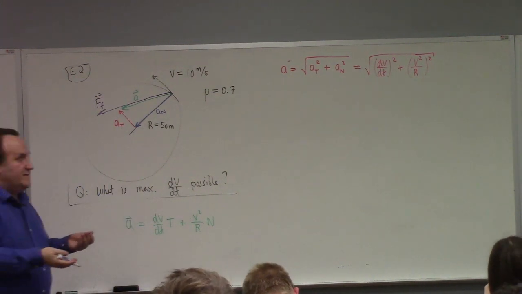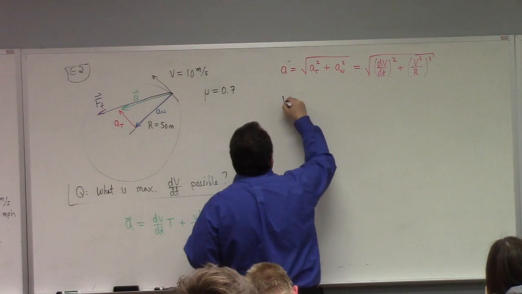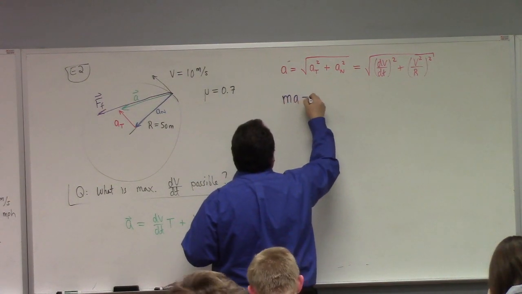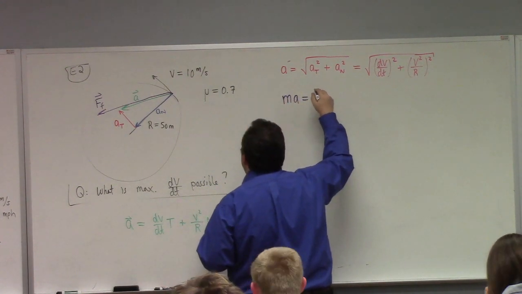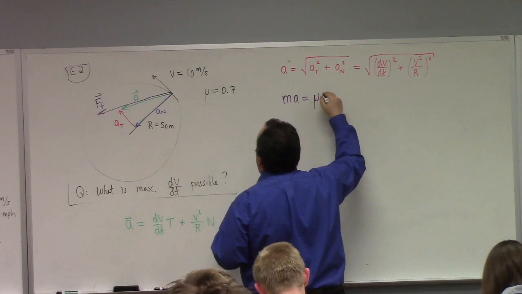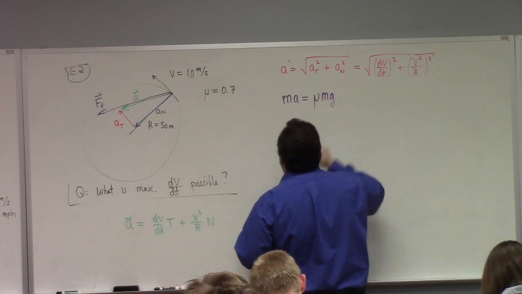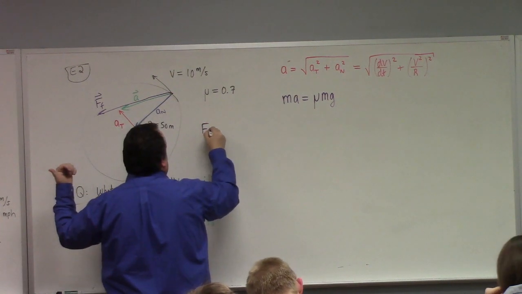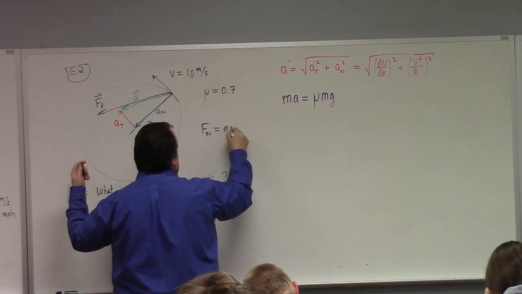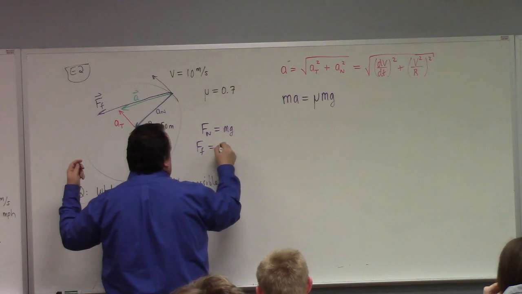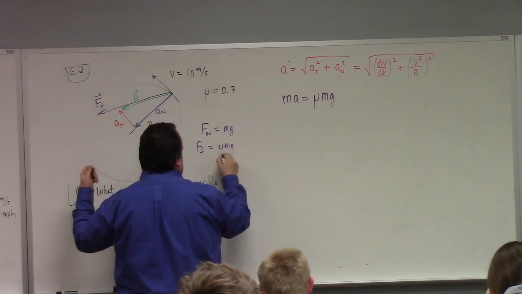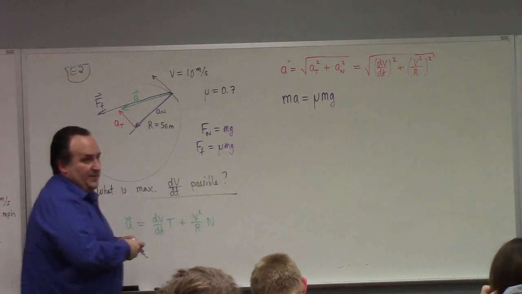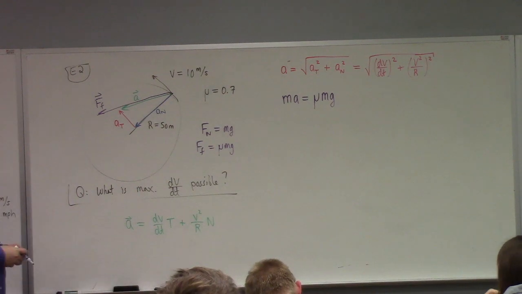Now the magnitude of the friction force, we know what it is. So ma is equal to mu mg still, because in this situation, same as the last example, the normal force is equal to mg. So the force of friction is mu mg, and that is, of course, the net force here. So I have ma equals mu mg.